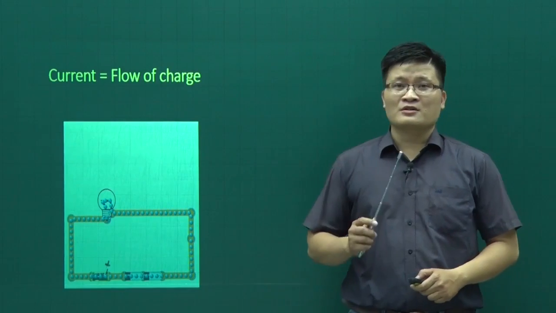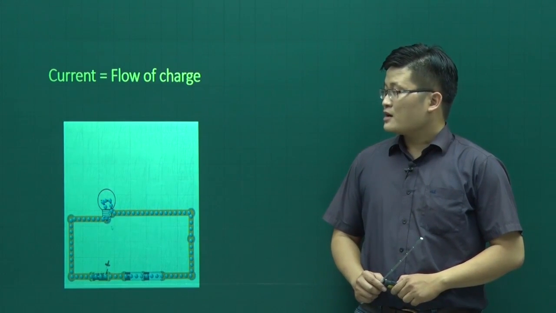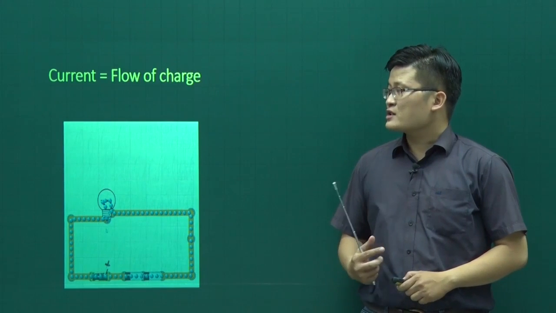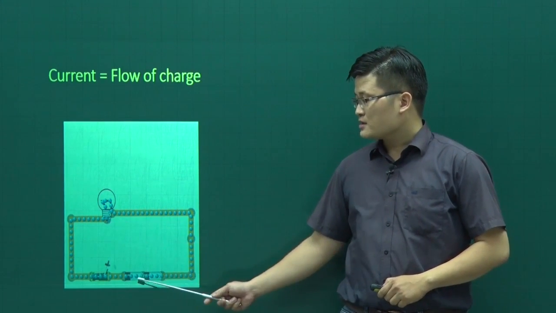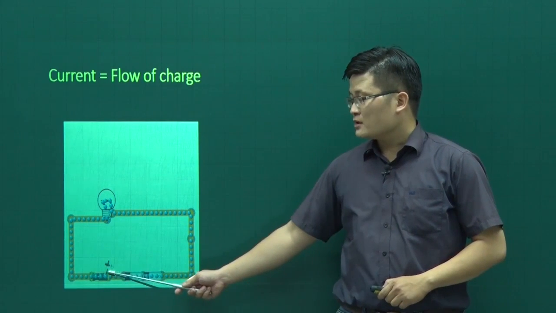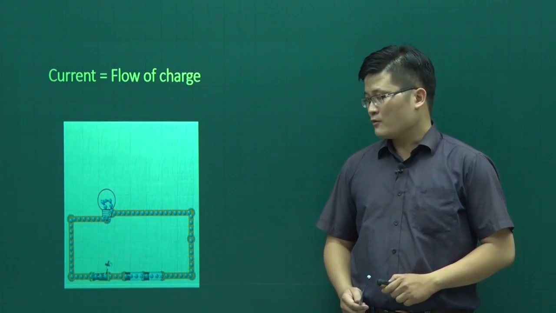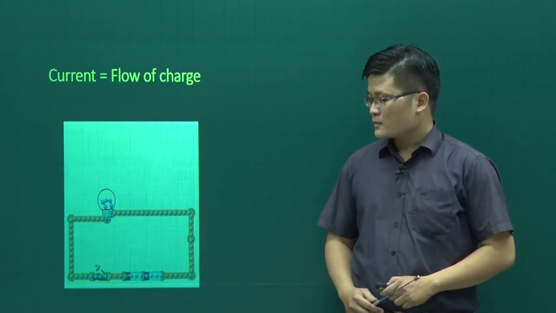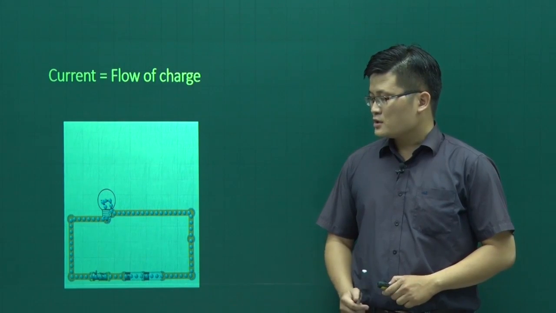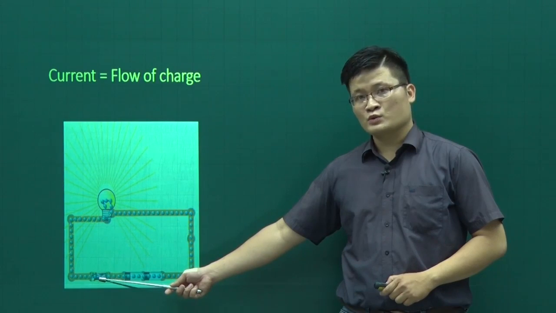Now, let's go to the lesson today. Now, I will show you first of all the concept of flow of charge. In this case, a lamp is connected with a battery via a switch. Now, the switch is off and the circuit is open. Now, the switch is on and the circuit is closed.